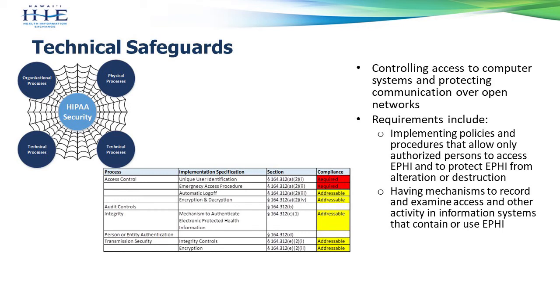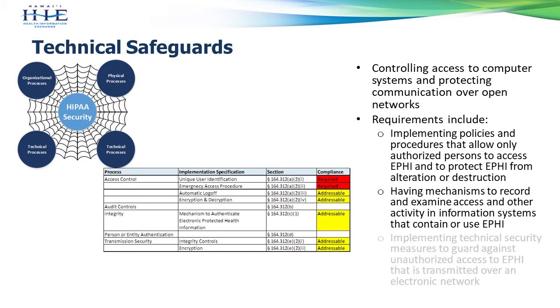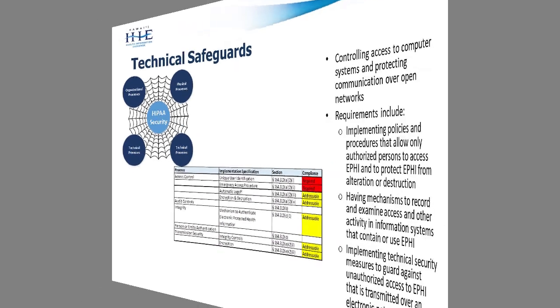Having mechanisms to record and examine access and other activity in information systems that contain or use ePHI. Implementing technical security measures to guard against unauthorized access to ePHI that is transmitted over an electronic network. This is a broad requirement that leaves the selection of the specific controls to implement up to the covered entity.